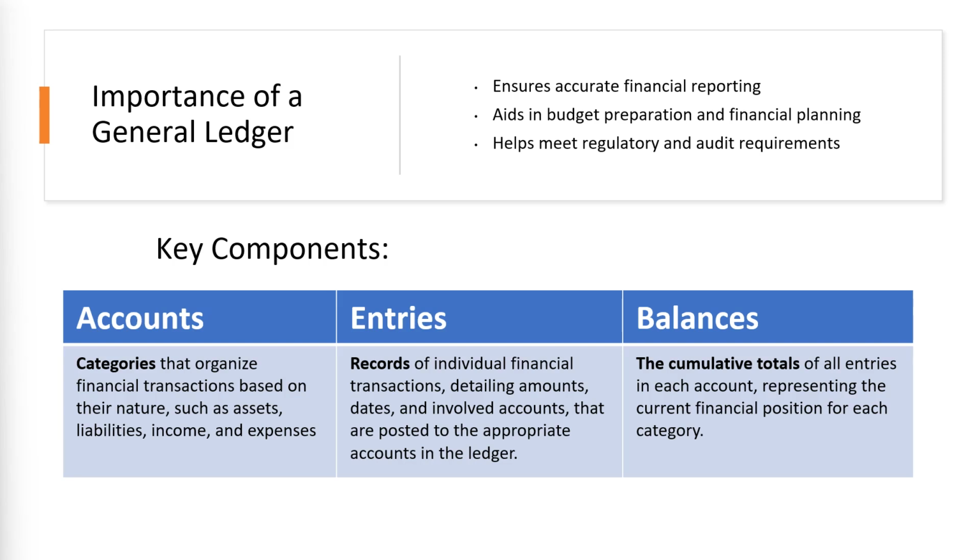The general ledger has three primary components: accounts, to categorize transactions; entries, to record individual transactions; and balances, that summarize the financial position. Accounts are further broken down into categories like assets, liabilities, equity, revenue, and expenses.